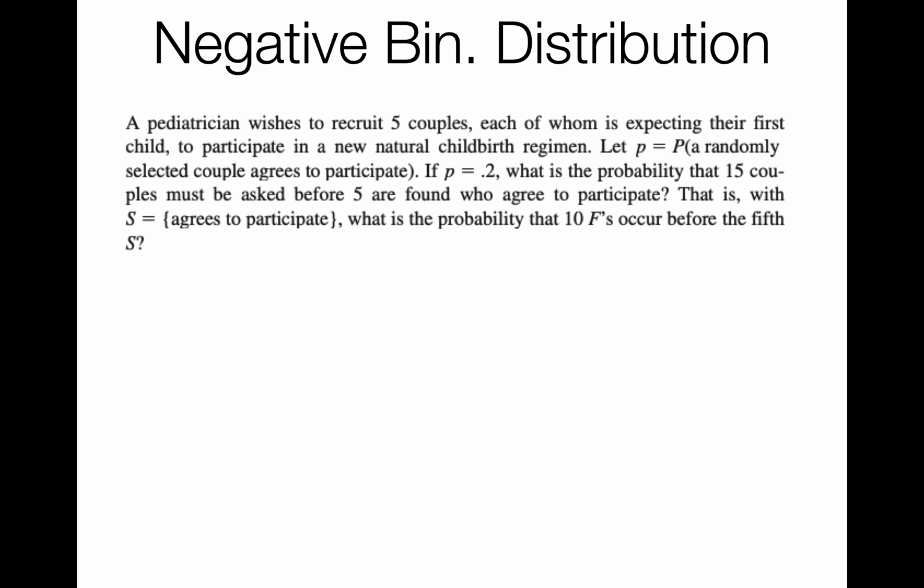All right, so this is the example I'm going to do. A pediatrician wants to recruit 5 couples, each of whom is expecting their first child, to participate in a new natural childbirth regimen. Let the probability of success be the probability a randomly selected couple agrees to participate. So if p equals 0.2, which means it's a 20% chance that they actually agree, what is the probability that 15 couples must be asked before 5 are found who participate?